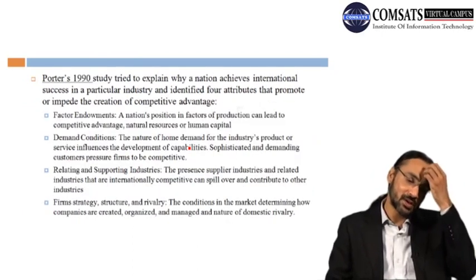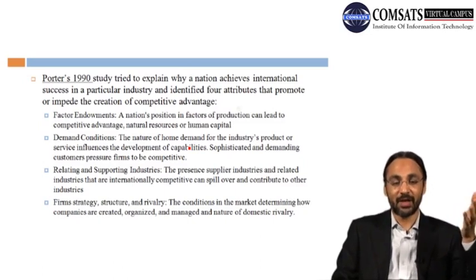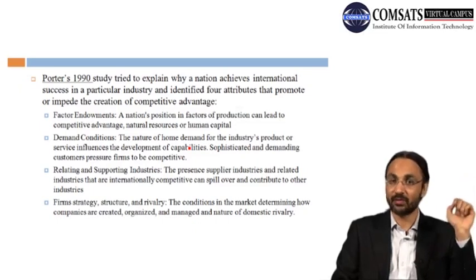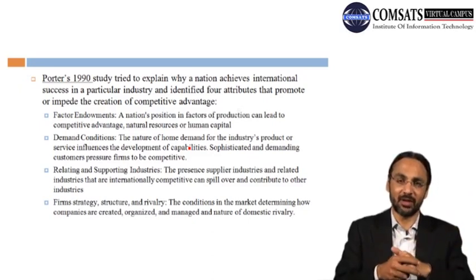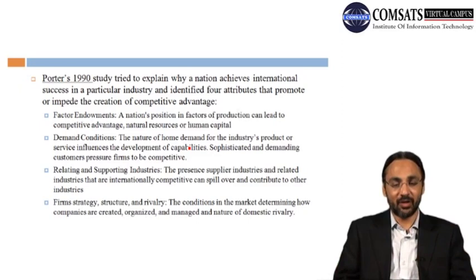The last one is Porter's forces. He proposed a diamond to explain the trade flow. According to this diamond, he proposed four factors which he says are the main factors which provide firms a competitive advantage. In fact, what Porter did, he combined all the previous theories and put them here to sum up his theory. He said that factor endowment was the first factor. The second one is the demand conditions. The third one is related and supporting industries. The fourth one is firm strategy, structure, and rivalry.